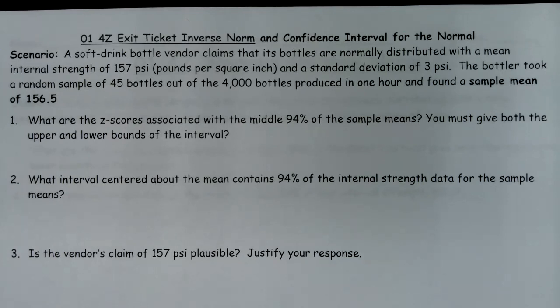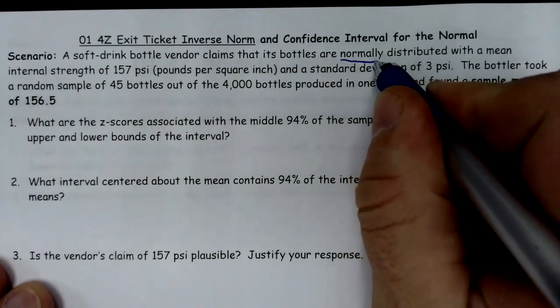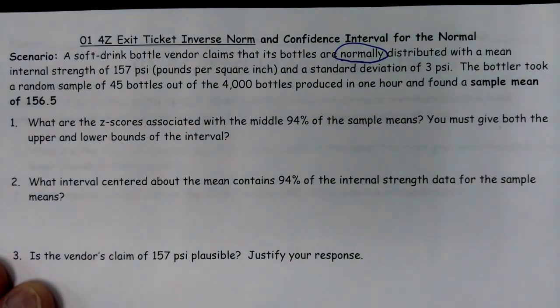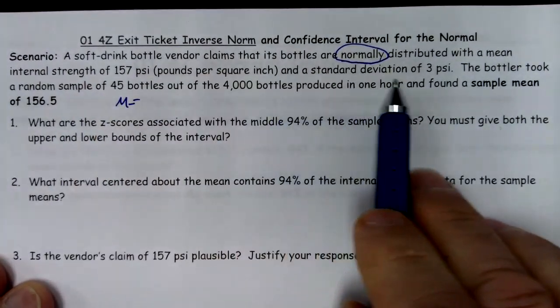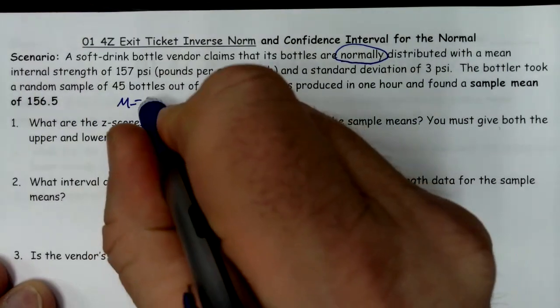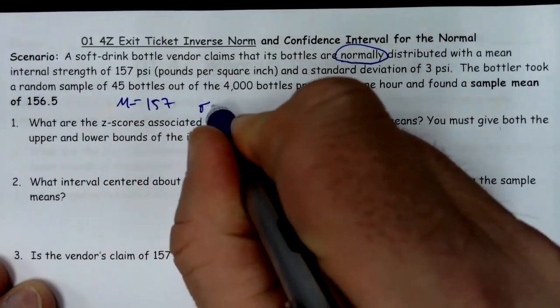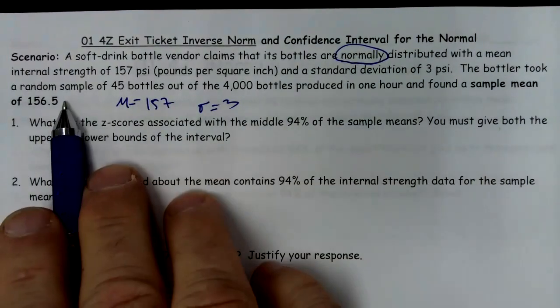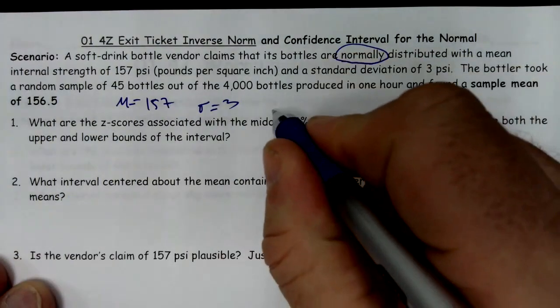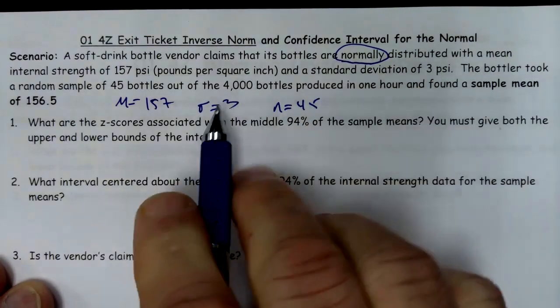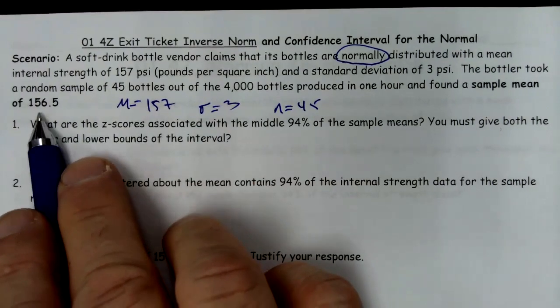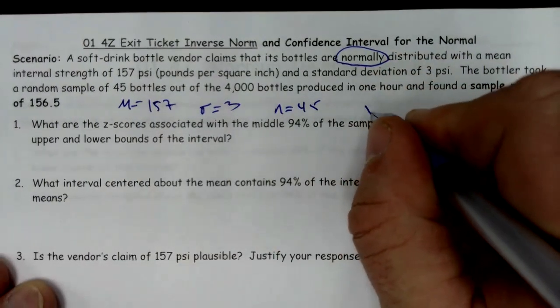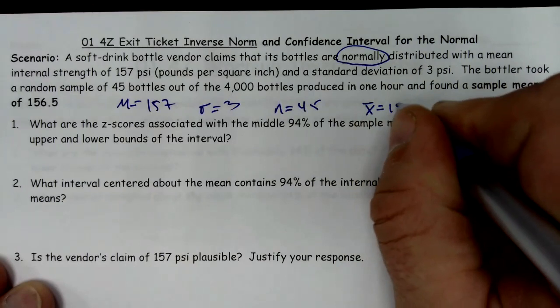We're going to do an exit ticket on inverse norm and a confidence interval for the normal. A soft drink bottle vendor claims that its bottles are normally distributed. That's going to be important because we don't know about sample size. With a mean strength of 157 and a standard deviation of 3. The bottler took a random sample of 45 bottles, so our sample is 45, that might be important, out of 4,000 produced in 1 hour and found a sample mean of 156.5. So we have a sample mean, which tells me this is my X bar.